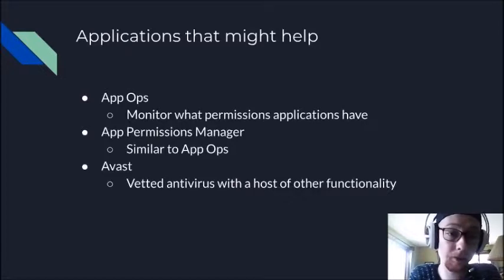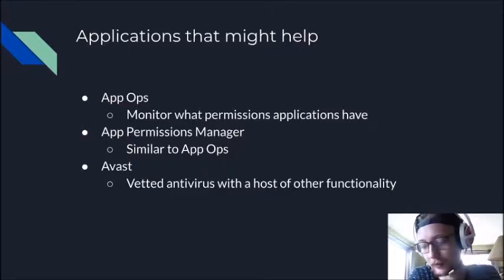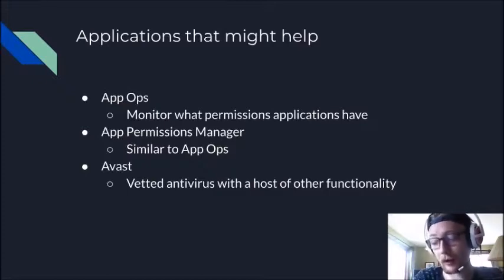So there is AppOps. It's a permissions monitor for Android. It's pretty useful. You can go through each application and see what permissions applications have. The App Permissions Manager is similar. It's just nice to have two of them. And then Avast is very useful. It comes with application scanning, which is really nice.